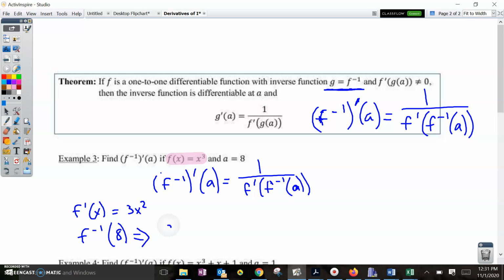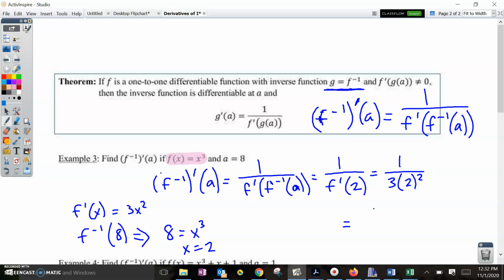That means that we want f of x to equal 8, and we want to figure out what x value that occurs at. And so we substitute 8 in for f of x and solve for x, and that occurs at an x value of 2. So that's going to be my value for f inverse of a. So this is equal to 1 over f prime of 2, and we know what f prime is. It's 3x squared. So we can just go ahead and substitute 2 in there. And this is the value of the derivative of f inverse at a equals 8.